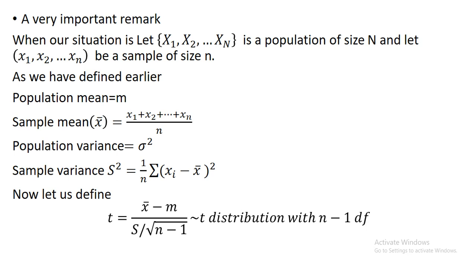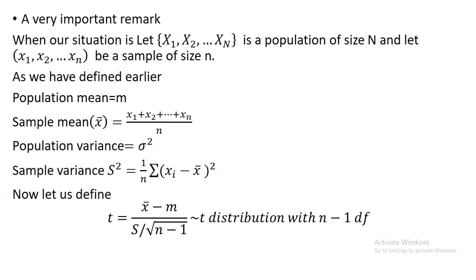Now let me discuss a very important result. The situation is very simple. x1, x2, ..., xN is the complete set of the population, and a sample of size n has been given: small x1, small x2, ..., small xn. Obviously small n is less than or equal to capital N. As we have defined earlier, the population mean is m, the sample mean is x bar, the population variance is sigma square, and the sample variance is capital S square.